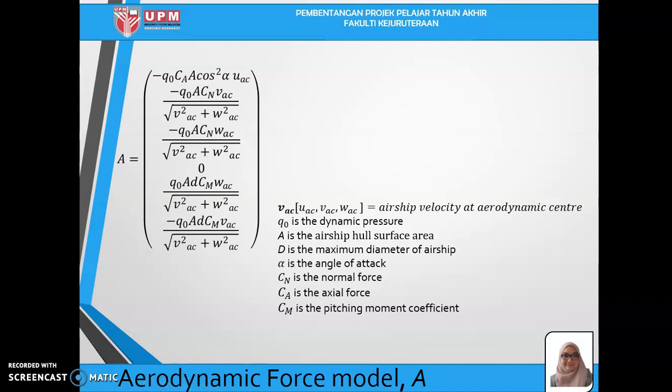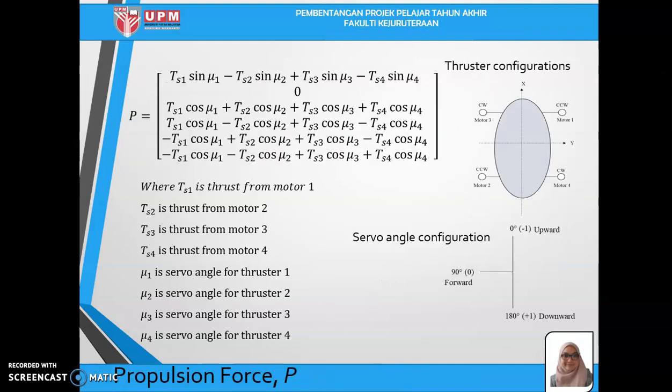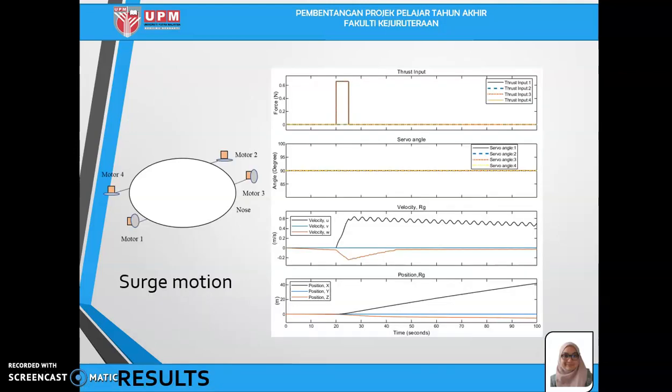And we have the aerodynamic force, the restoring force, and lastly the propulsion force, or the input, where the input actually shows that the motion of the airship for the dynamic modeling is dependent on these two: thruster configuration and servo angle configuration. So you can see the surge motion for the dynamic modeling, where motor 1 and motor 3 are only needed for surge motion, and they are angled at 90 degrees facing forward.